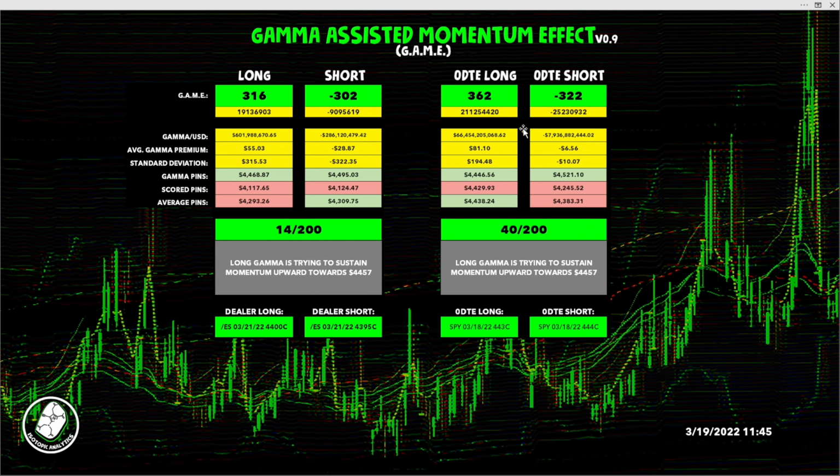And I would presume that some of this money, having exited, will be on this side come Monday, moved to different dates and different strategies and so forth. Below that, we already touched on this a little bit. You have the average gamma premium.